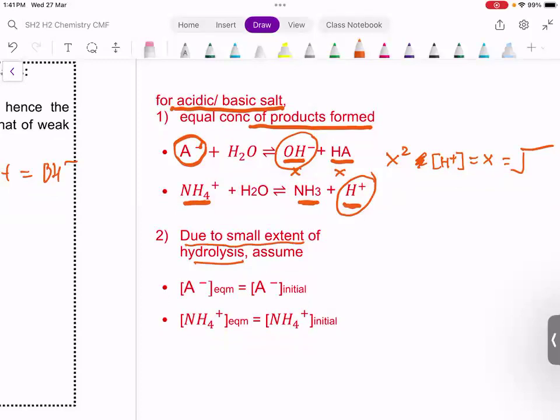After that, we notice that salt hydrolysis is also of small extent, like weak acid and weak base. Because of the small extent of dissociation, we can make this assumption: the concentration of the salt at equilibrium can be taken to be the initial concentration, because it's a small extent of hydrolysis.